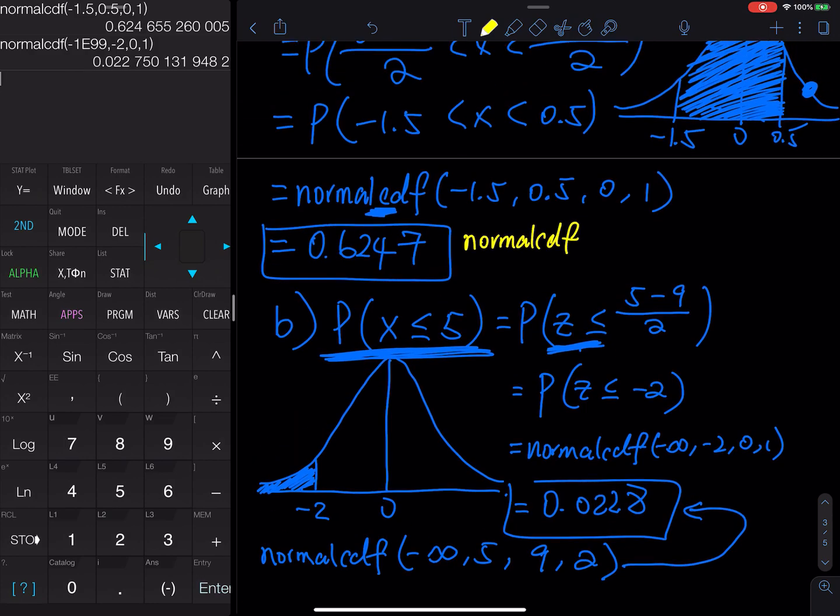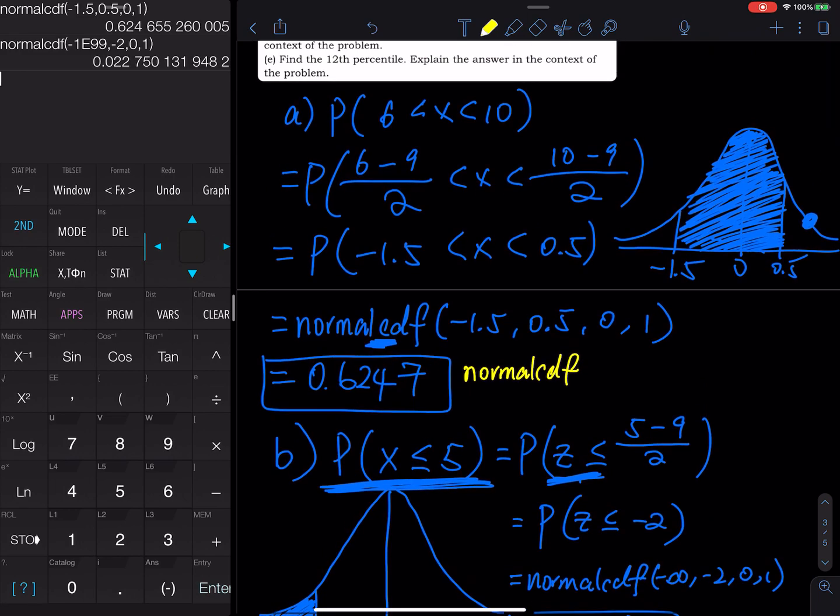So one step is normal CDF. Oh, by the way, this is a Z. We have 6 to 10. The mean is equal to 9, the standard deviation is equal to 2.